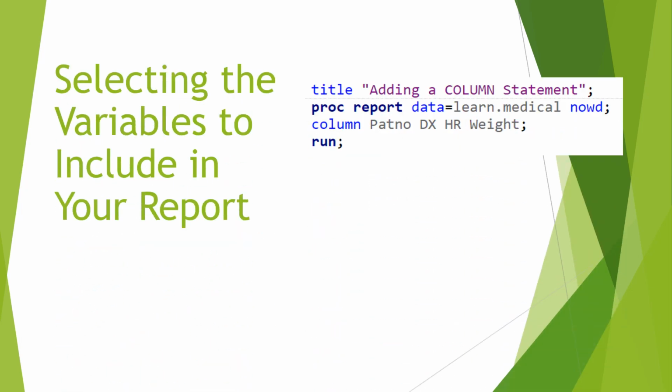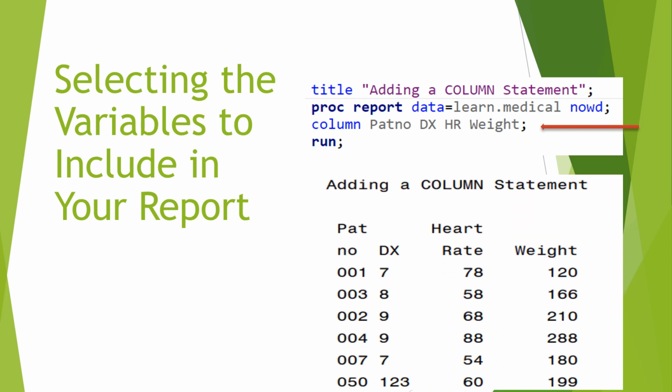To specify which variables you need to include in the report, use a column statement. The column statement serves a similar function to the var statement of PROC print. It allows you to select the variables which you want to display in your report and the order in which they appear. In addition, you need to list variables that you create in a compute block. Here we are selecting four variables, that is PAT number, DX, HR and weight, to be included in this report.